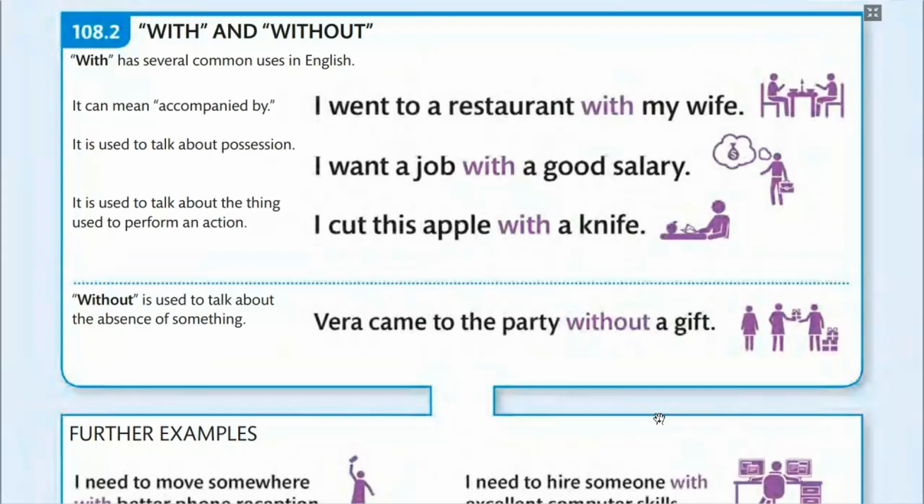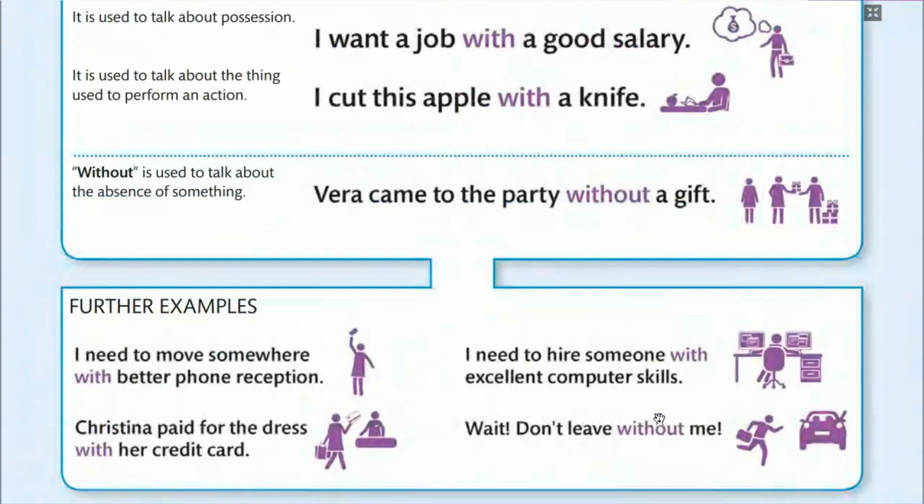Without is used to talk about the absence of something. Vera came to the party without a gift. That is, Vera came to the party by not bringing a gift. Let's take a look at further examples. I need to move somewhere with better phone reception. Christina paid for the dress with her credit card, the instrument, the thing used to perform the action. I need to hire someone with excellent computer skills, that's possession, right? Don't leave without me.